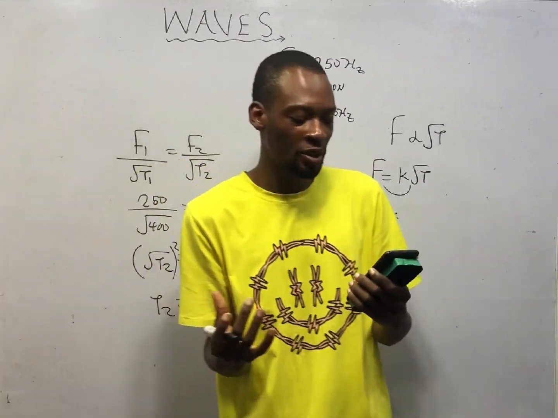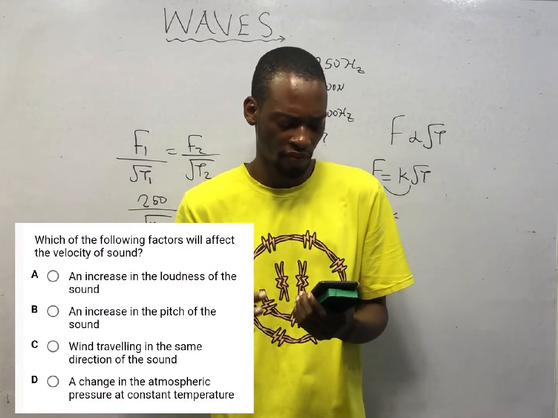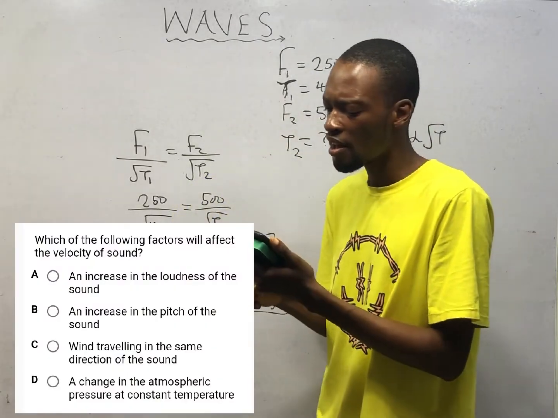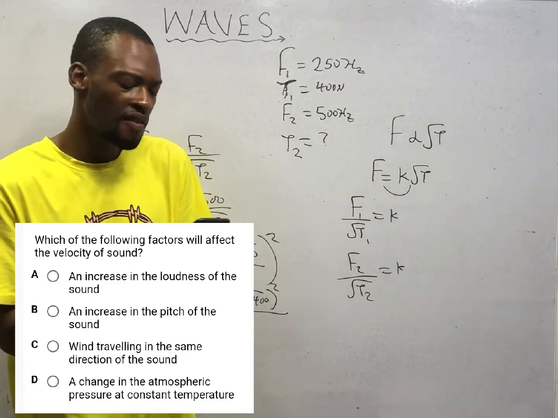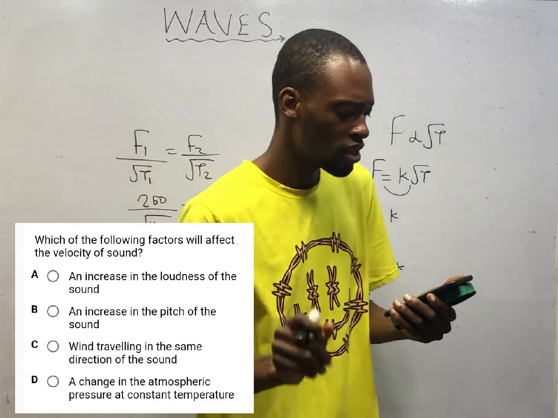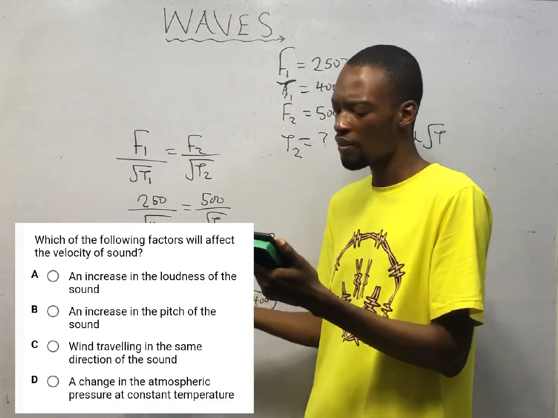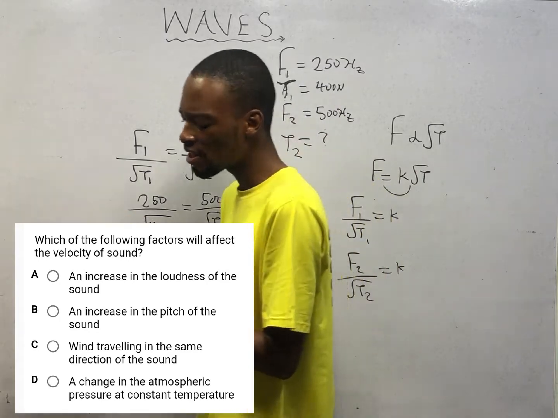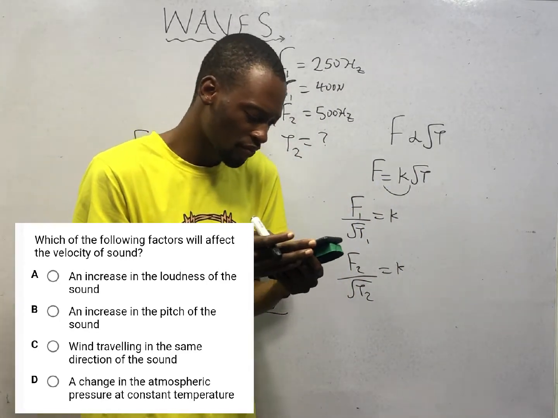Which of the following factors will affect the velocity of sound? A. An increase in the loudness of the sound. B. An increase in the pitch of the sound. C. Wind traveling in the same direction of the sound. D. A change in atmospheric pressure at constant temperature.